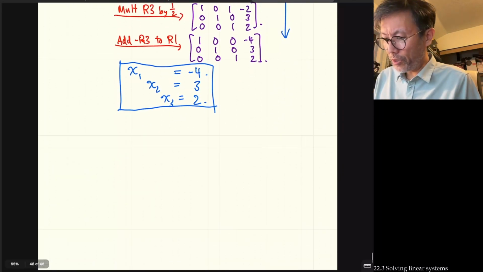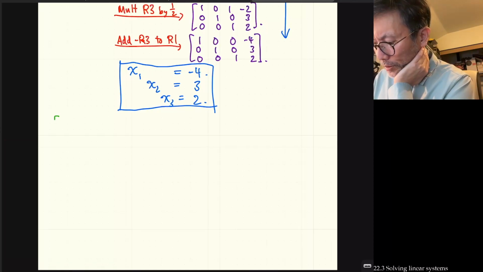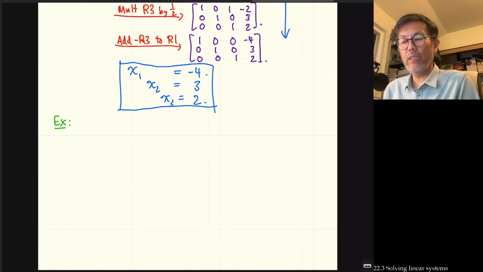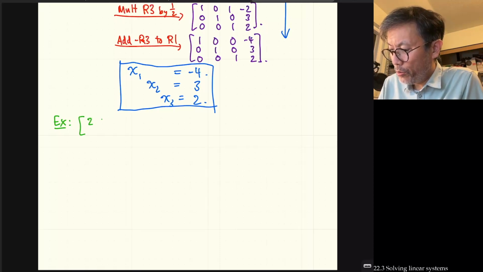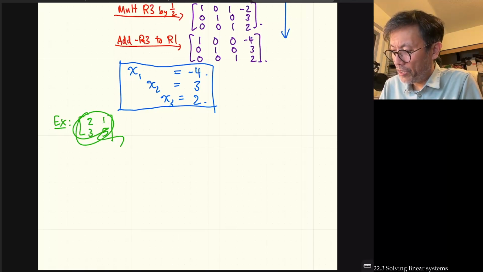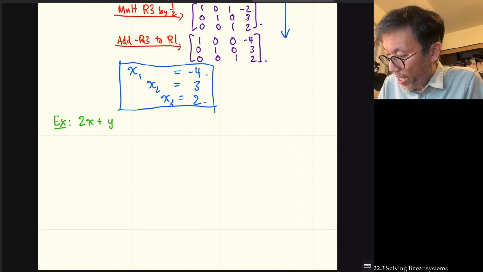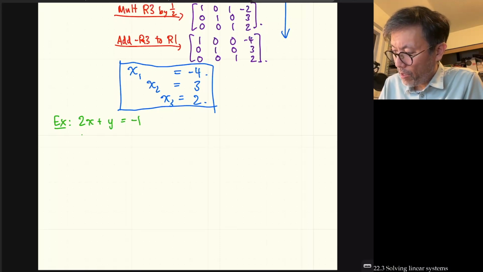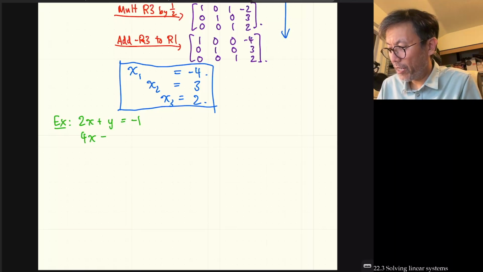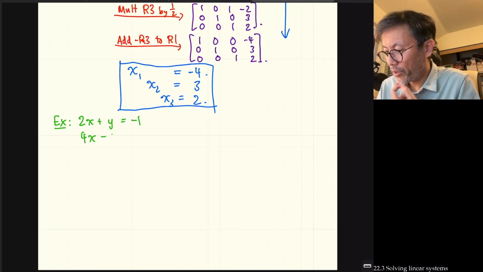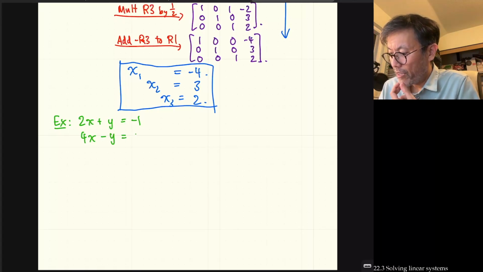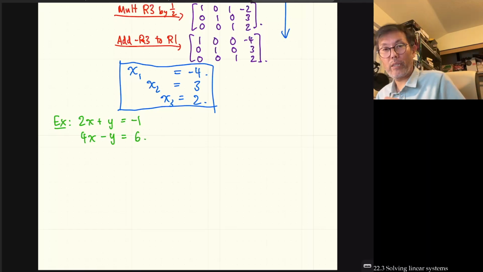Now, let me give you another alternative here. Example. Let's say that we had something like, oh, sorry, I should use the system notation for now. So if we had 2x plus y equals -1 and 4x minus y, okay, fine, equals 6. I don't know what I'm doing.